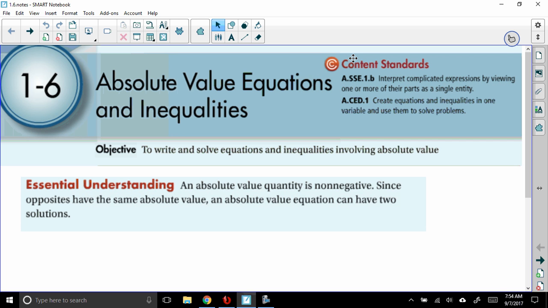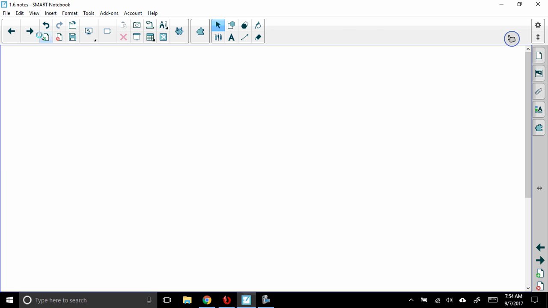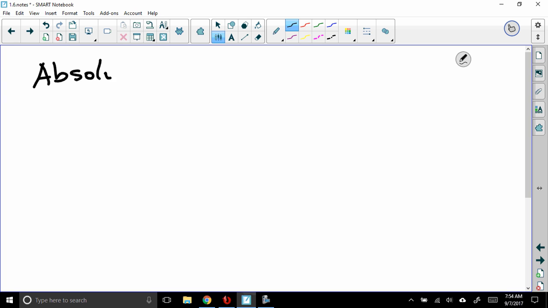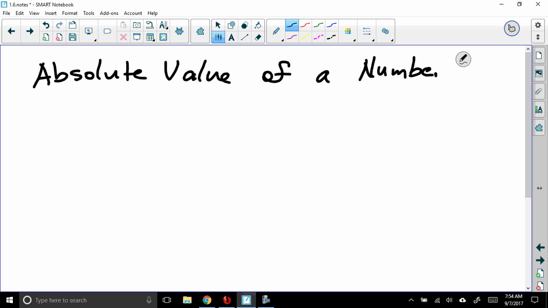So let's just get right to it. Love starting off with definitions. I'm a definition nut. Absolute value of a number or quantity. Most books will define the absolute value of a number, but they won't go on to define the absolute value of a quantity. There's a reason I mentioned quantity. Quantity could be something like x, could be something like x minus 6, could be something like 17x plus 32.